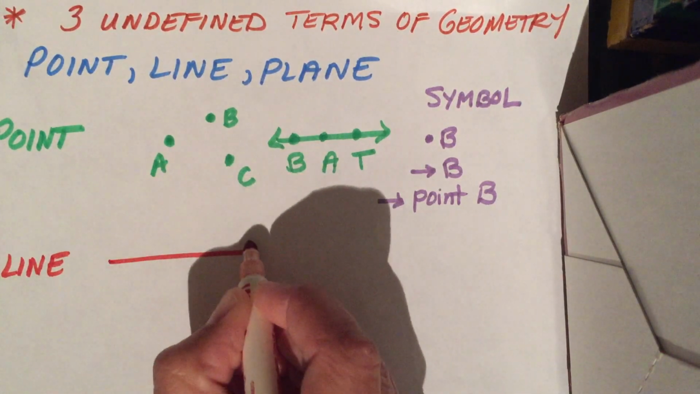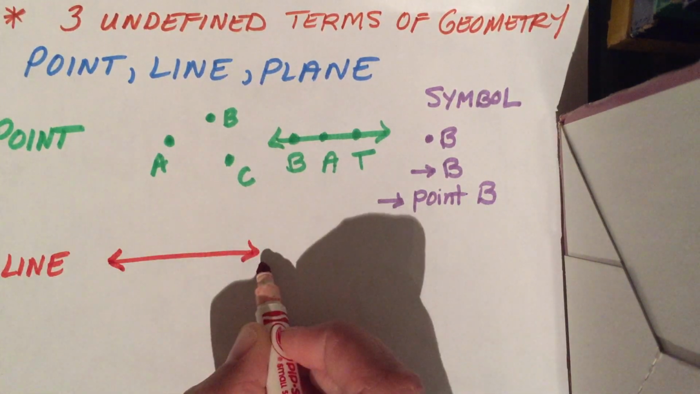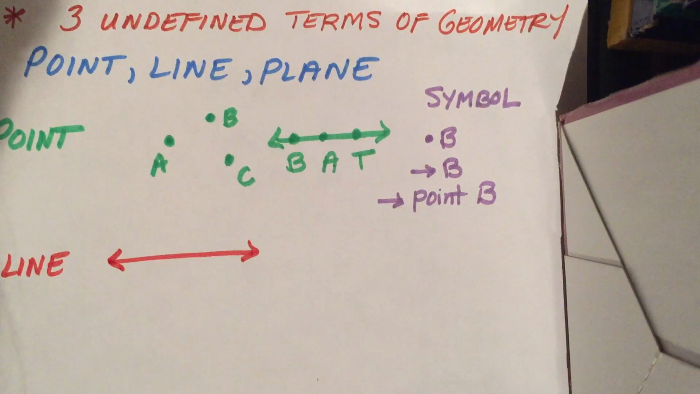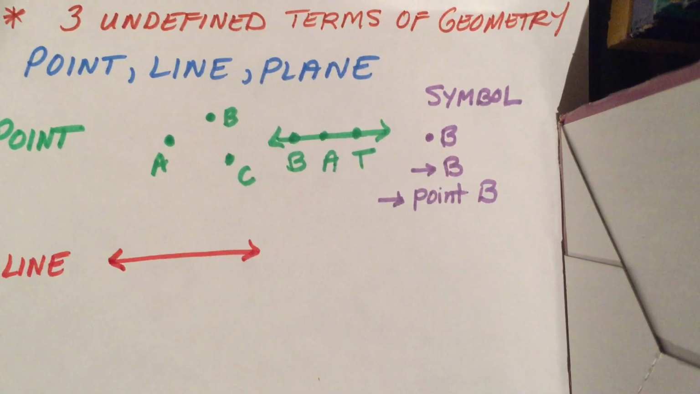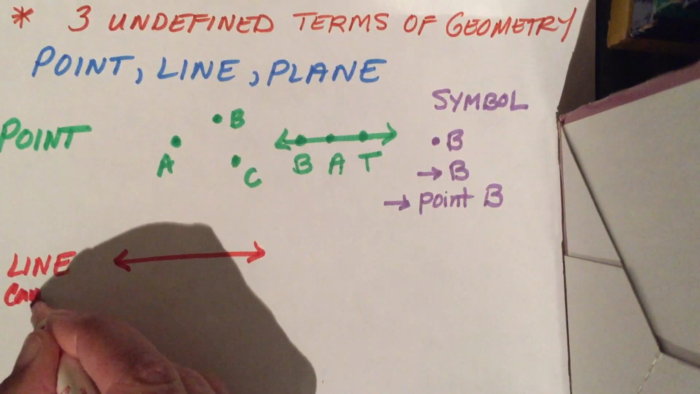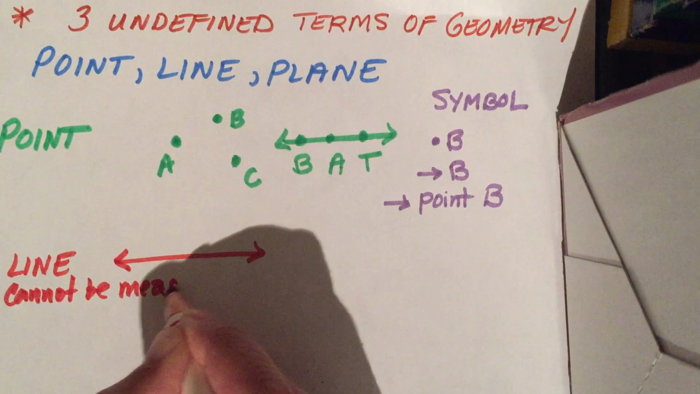So if I were to draw a line, your basic line looks like this. These arrows indicate that it goes on forever, infinitely. This is going to go on infinitely. The line will never stop, okay? It cannot be measured. That's very important.